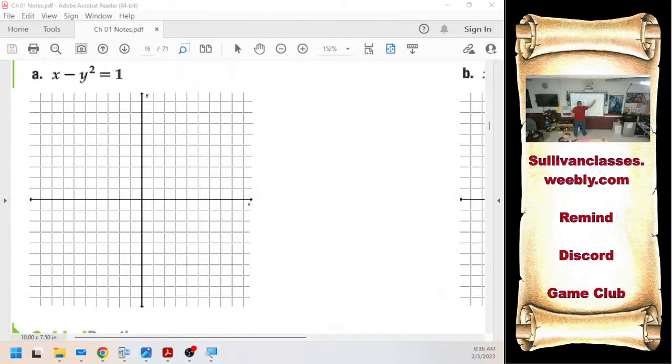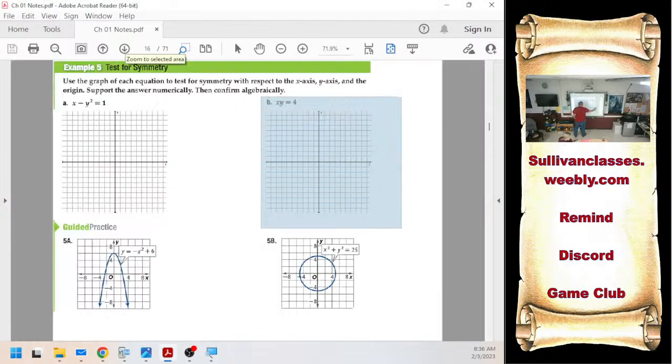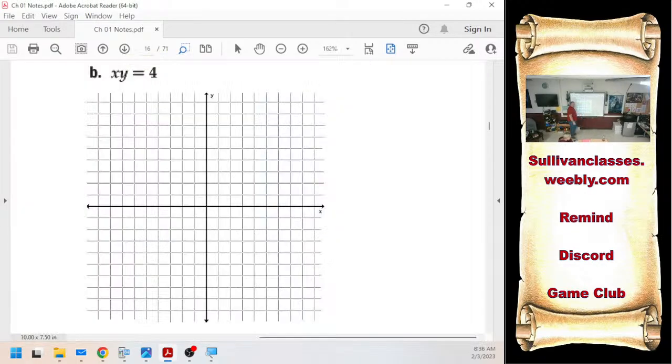So that's what a symmetry test looks like. What does this graph look like? Ruh-roh. What did we do last time? Get y by itself. In which case, maybe that looks a little more familiar.